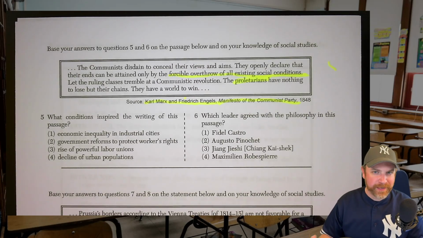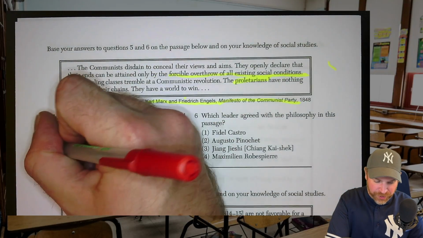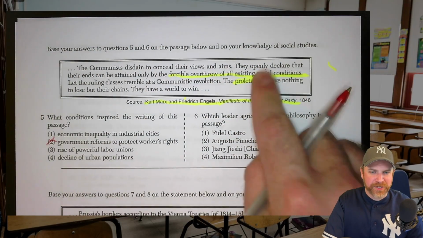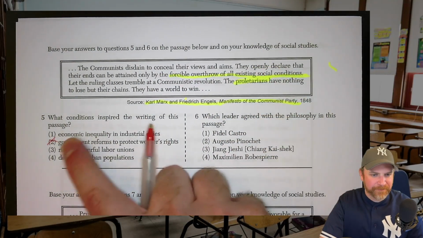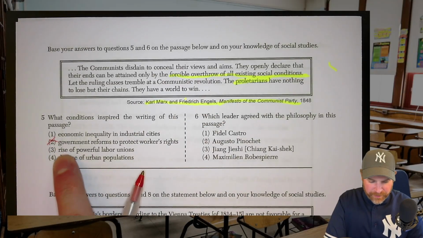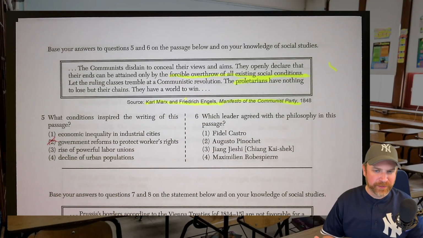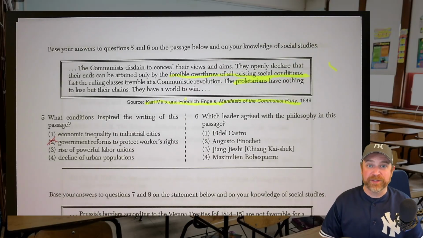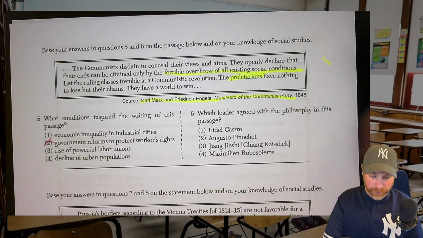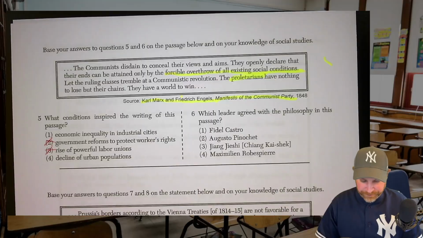Well, if workers' rights are being protected and the government is making changes, they wouldn't argue that you need to have a revolution. That doesn't make any sense. So cross off 2. 3 says rise of powerful labor unions. Well, if powerful labor unions were happening, they would be working to protect workers and you wouldn't have a need for a revolution. So you cross off choice 3.